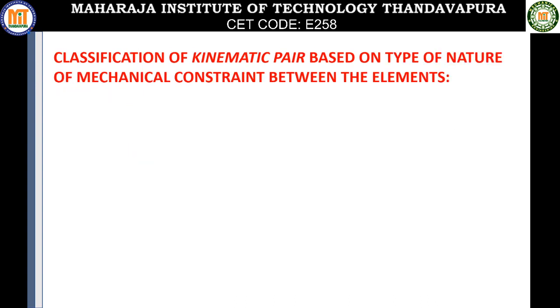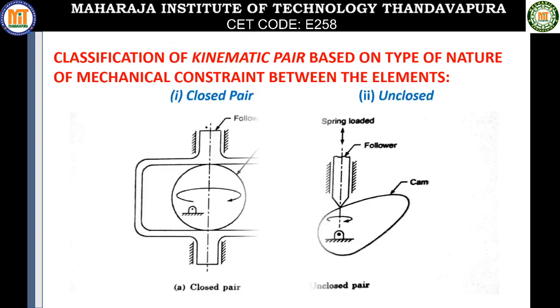Now based on the nature of mechanical constraints between the elements, the kinematic pair can be classified as closed pair and unclosed pair. Okay, in the closed pair, when two elements of a pair are held together mechanically in such a manner that only the required type of relative motion occurs, then that kind of pair is called a closed pair. Okay, so you can refer to the figure here. It is an example of a closed pair.